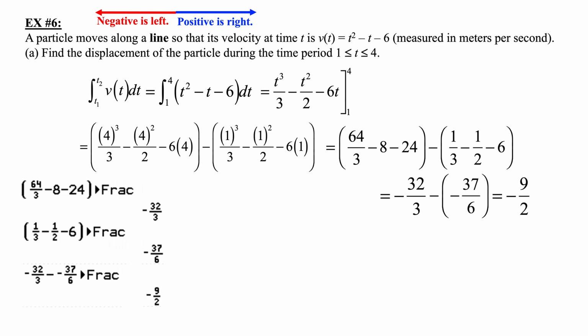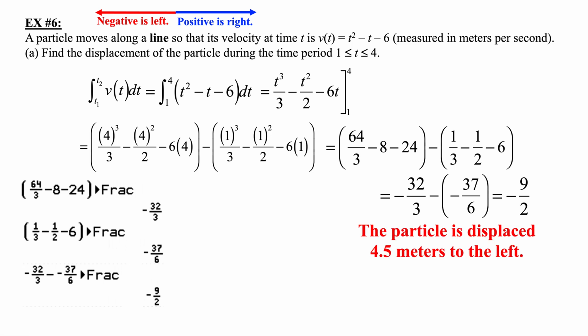So the displacement means net change, that no matter how much we went to the left or to the right, at the very end, we ended over here to the left of where we started. That's our displacement. The particle displaced 4.5 meters to the left. When all is said and done, it's 4.5 meters to the left of, if you will, the starting position.